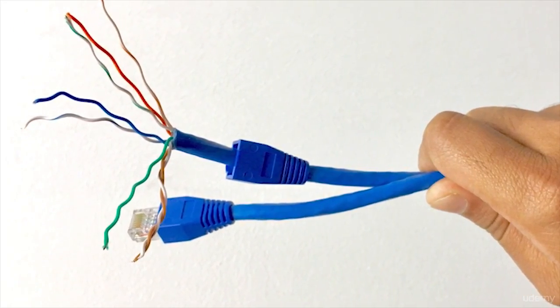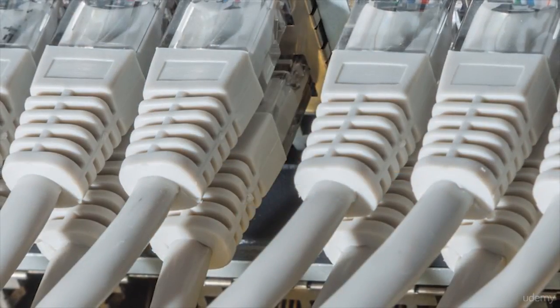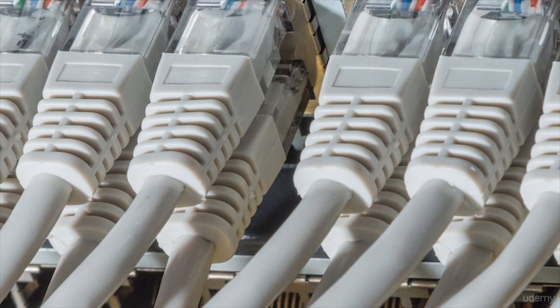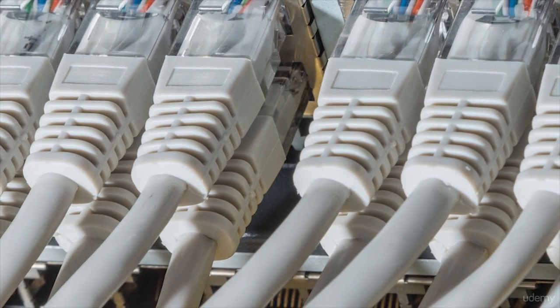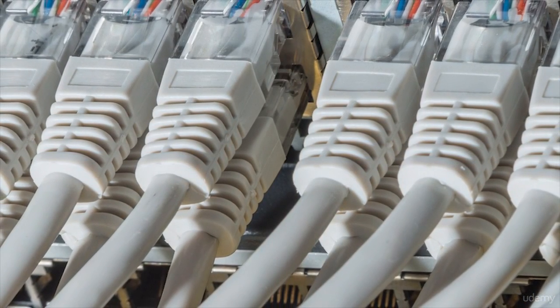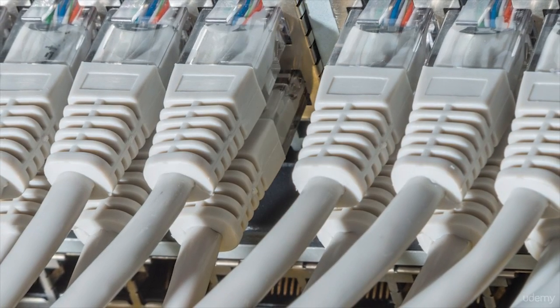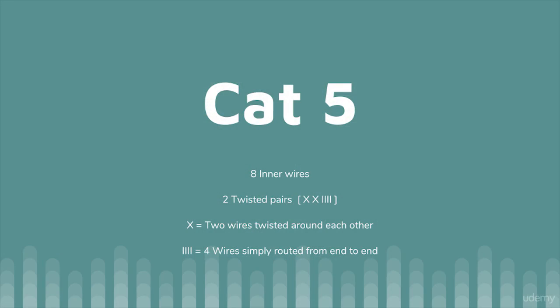All Ethernet cords, regardless of category, contain the same 8 wires. It's how they're arranged that changes their speed and latency. So, in order to appreciate CAT7, let me quickly go over the previous categories and show you how they've improved. The category 5 cable has 8 inner wires, but it has 2 twisted pairs inside. The twisting method is what helps keep out interference.